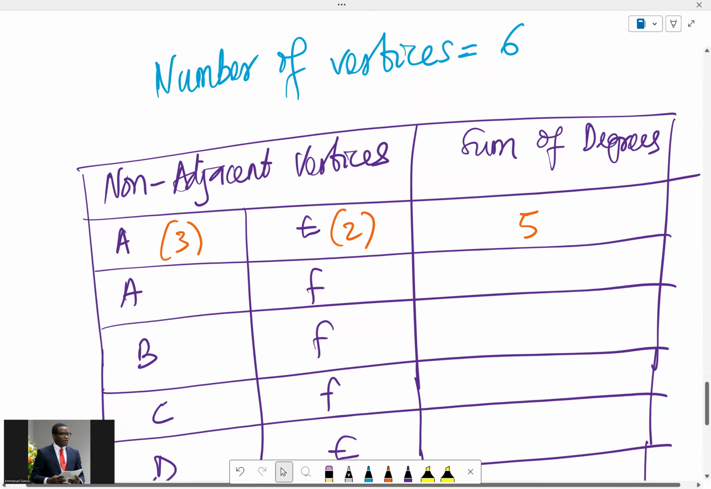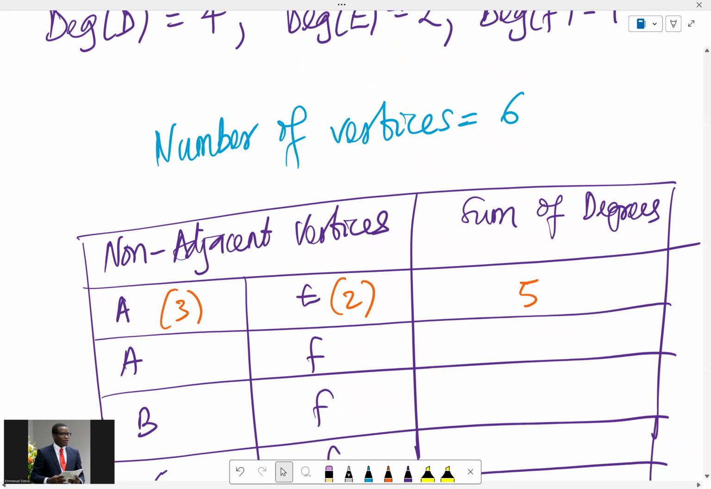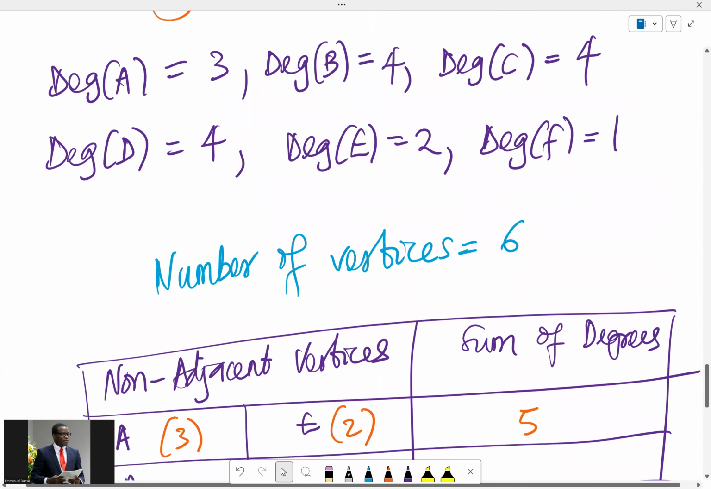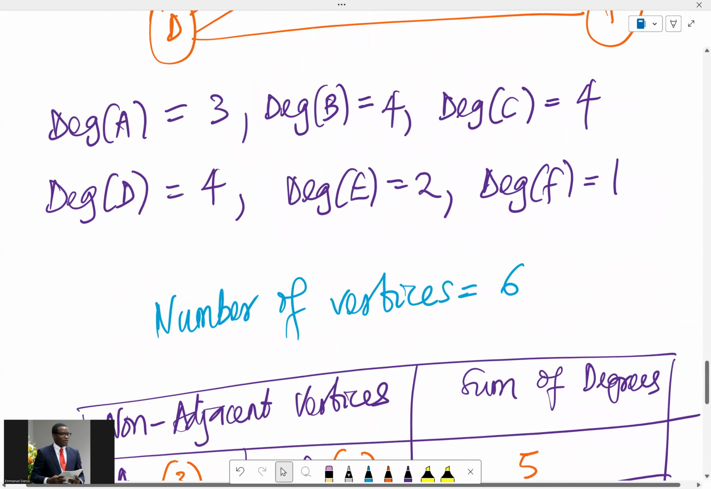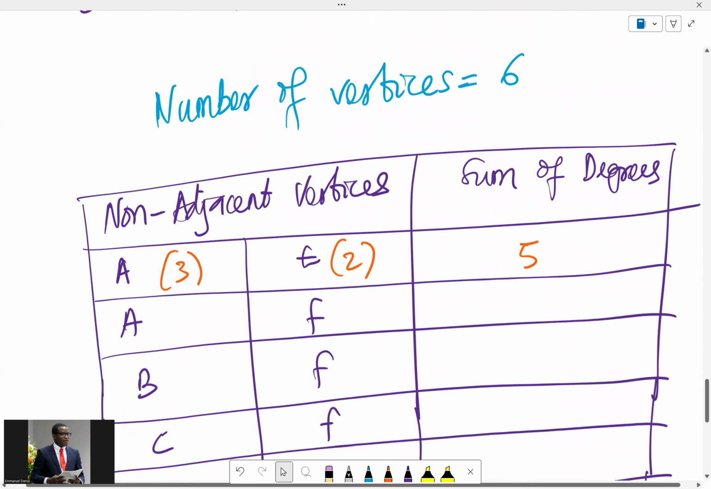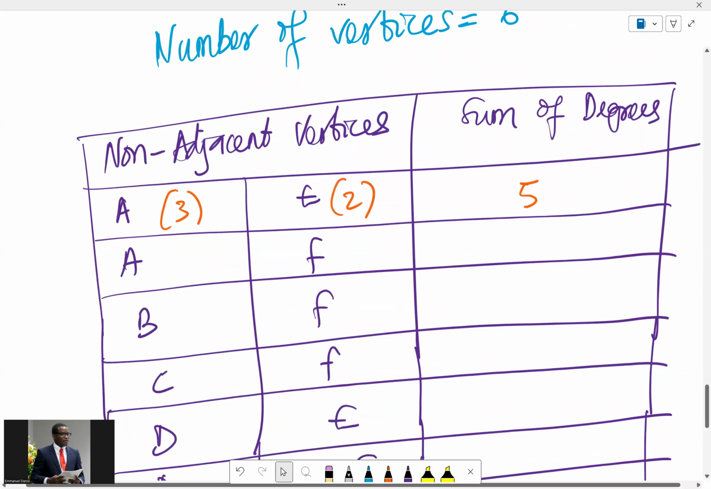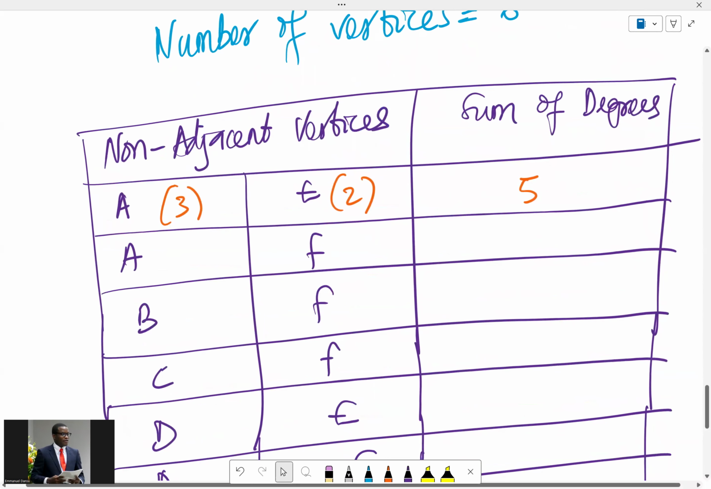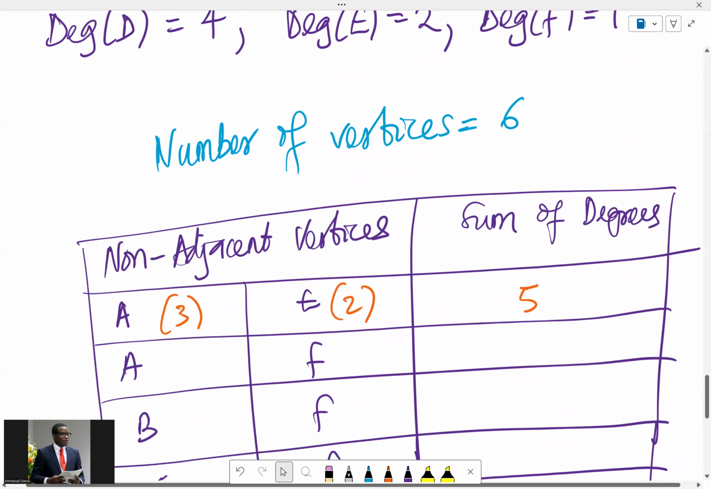We don't have to worry anymore because normally for every pair of non-adjacent vertices, the sum of their degrees is at least 6. That is not true here. So we can say already that the degree of A is 3, the degree of E is 2, and the degree of F is 1. You don't even have to continue, but if you have at least 6 as the sum of degrees, we can go on.